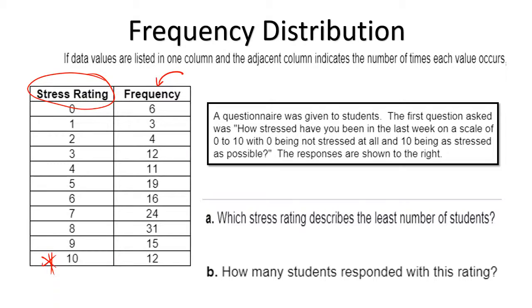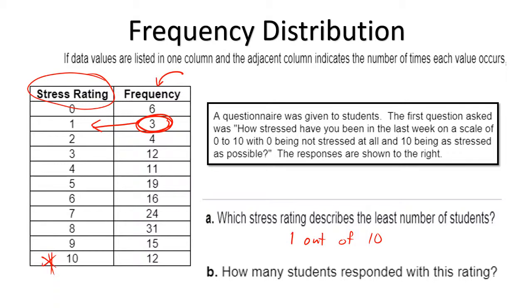So, by looking at this chart, which stress rating describes the least number of students? Well, I will look under the frequency for the smallest number, and this would be my least amount of students. And that stress rating is a rating of 1. So the rating they had was 1 out of 10. That was the least answer given.